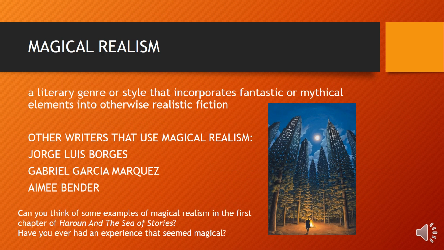Moving forward, an important term that we need to remember, which we've gone over in class, is magical realism. This is a technique that Salman Rushdie uses, and it's a genre or style that incorporates fantastic or mythical elements into otherwise realistic fiction. So it's when you take something ordinary and you make it magical, which is kind of cool if you think about it.